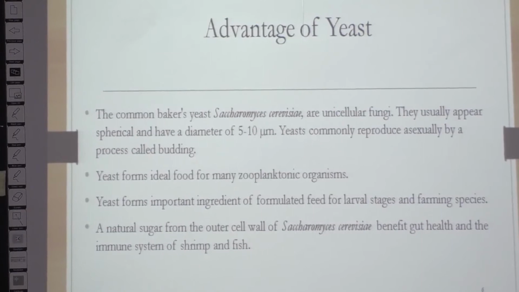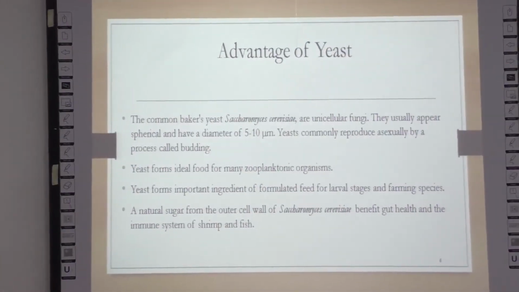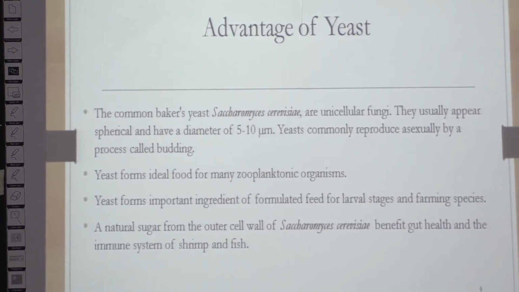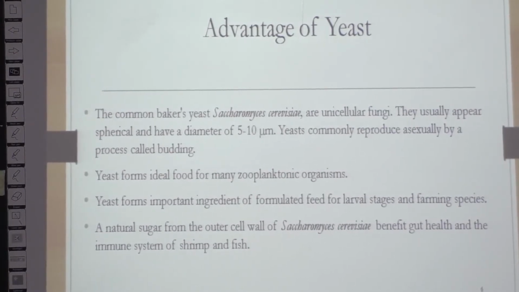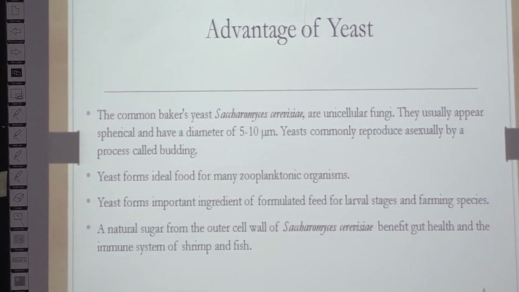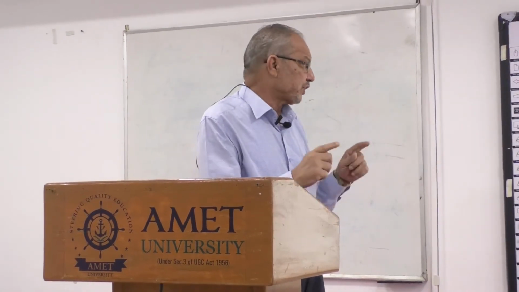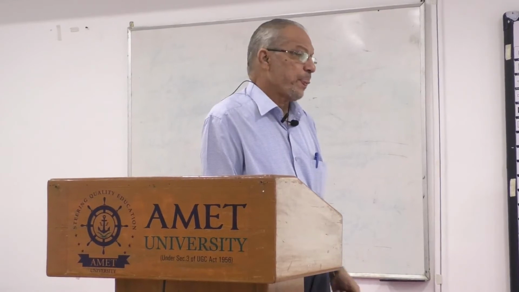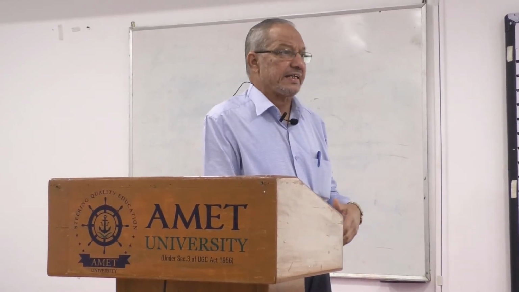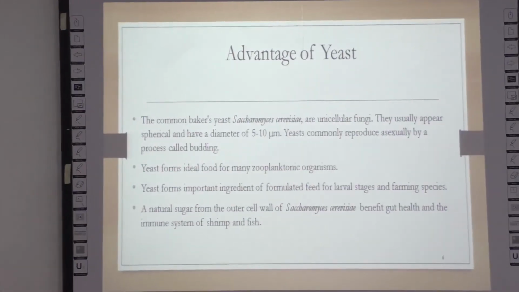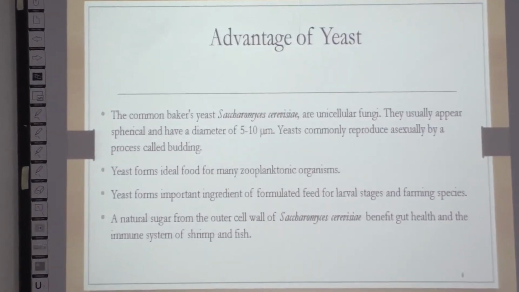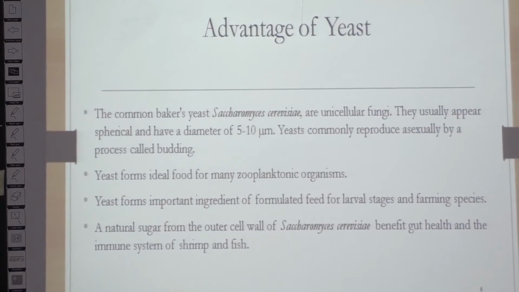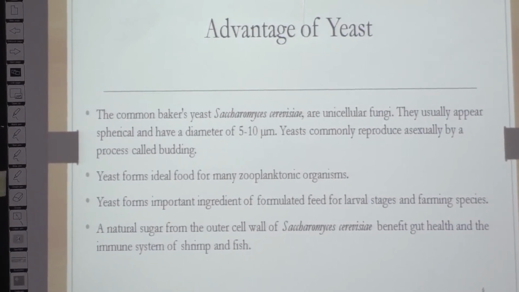Yeast forms an important ingredient in all feed formulations, as I said earlier, for the larval stages of farmed species of prawns and shrimps. A natural sugar which covers the outer cell wall of this Saccharomyces cerevisiae improves the gut health of the larval forms. Thereby, it plays a very vital role in the growth and survival of shrimp larvae or fish larvae.